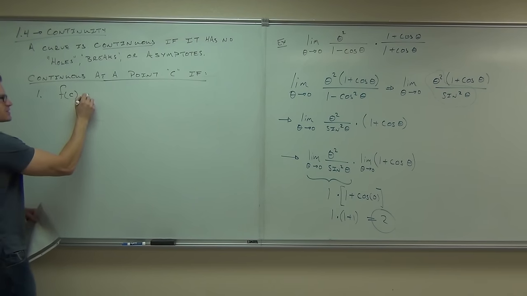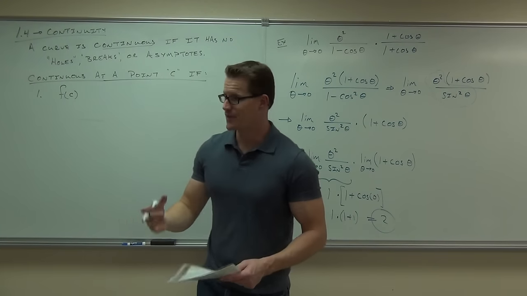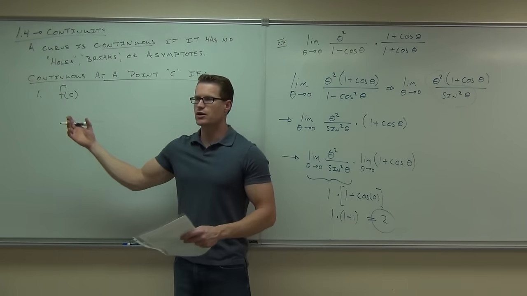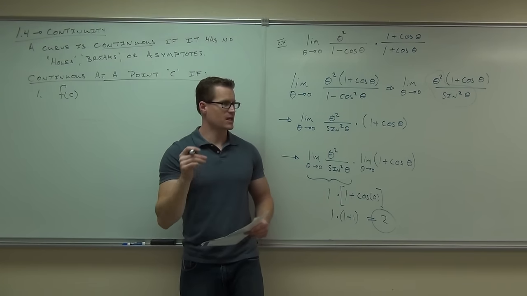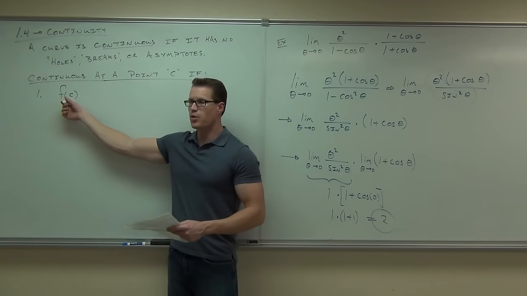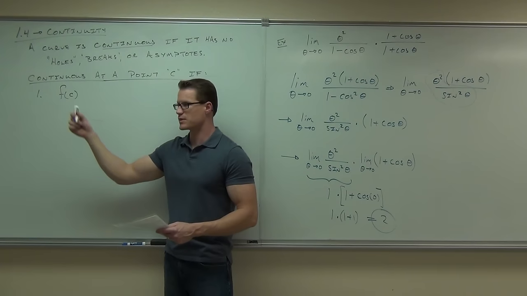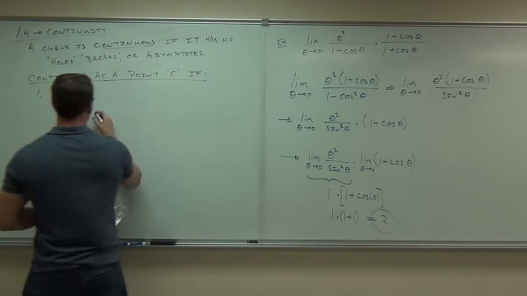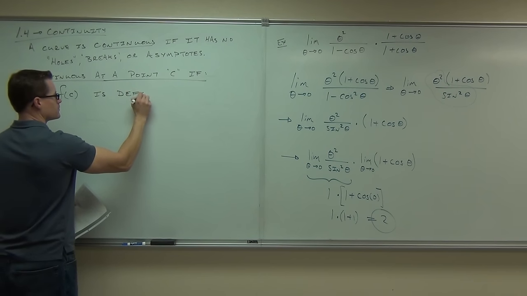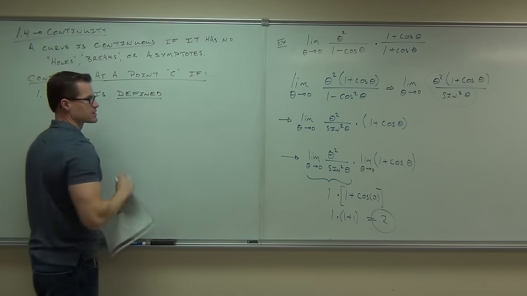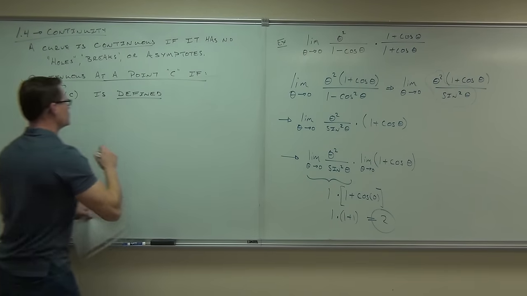I hope this makes sense to you. Firstly, if the function is defined at that point, this has to exist. How can you have continuity if the point doesn't exist? Does that make sense to you? So we'd say it's continuous at some point C if you can plug in C and you get out a point. That's what that says in English. So if f of C is defined, you plug in C, you get out a point. That's what that means. Number two.